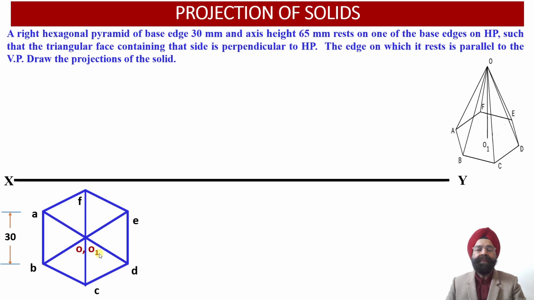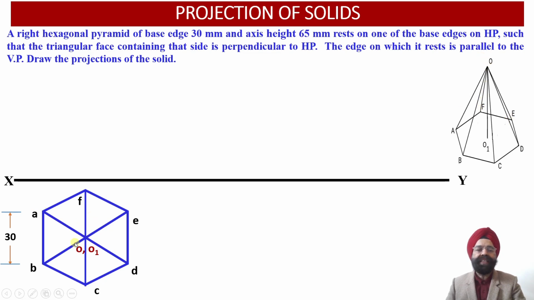And whenever the observer is looking at this pyramid from the top, all the six slant edges OA, OB, OC, OD, OE and OF.